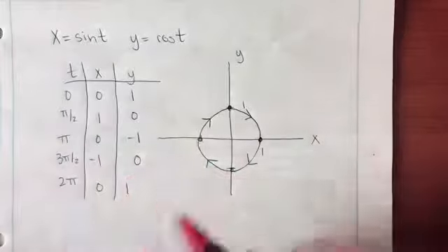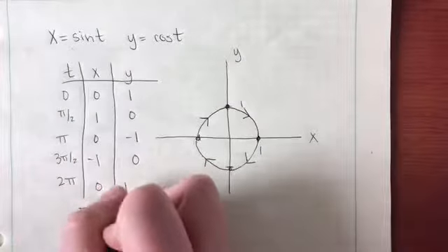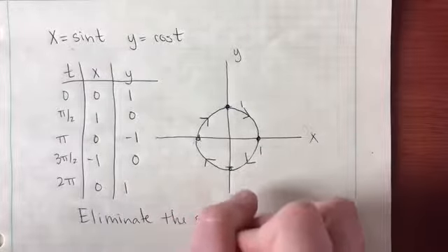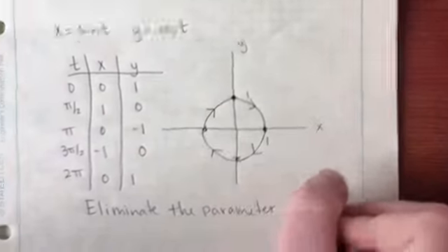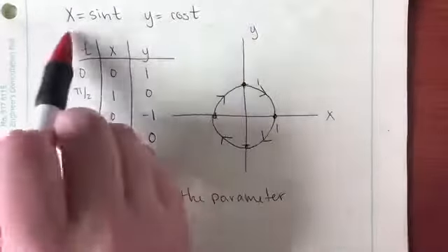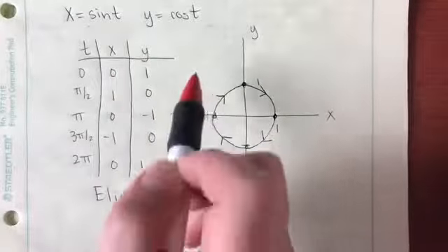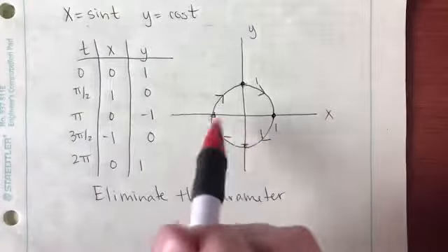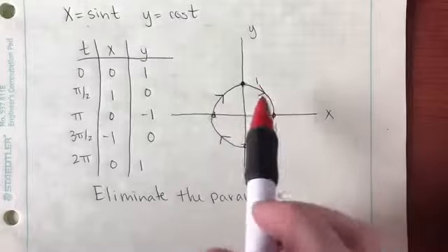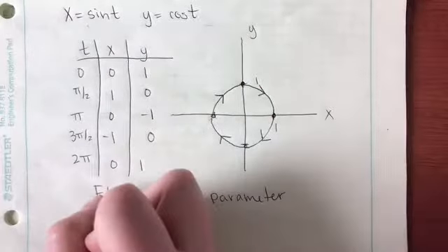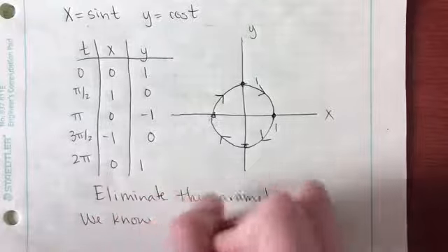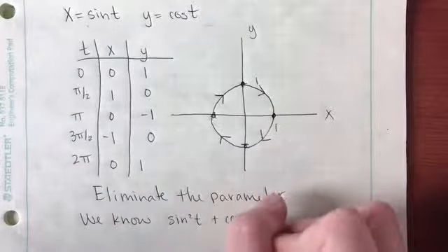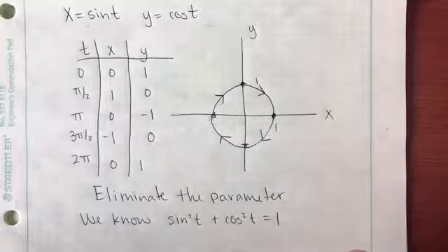Now, if I want to eliminate the parameter, that means I want to have a relationship between x and y that doesn't involve t. I kind of know what I'm looking for here because I know what the equation of a circle is, but even if I didn't, that's okay. We know the identity sine squared t plus cosine squared t is equal to 1. That's been established in previous chapters.